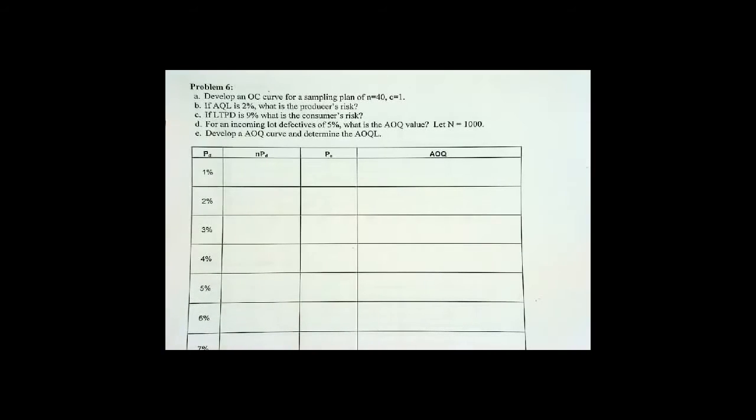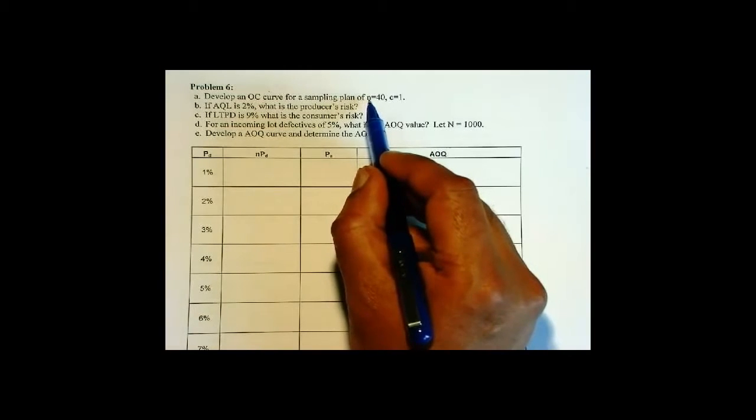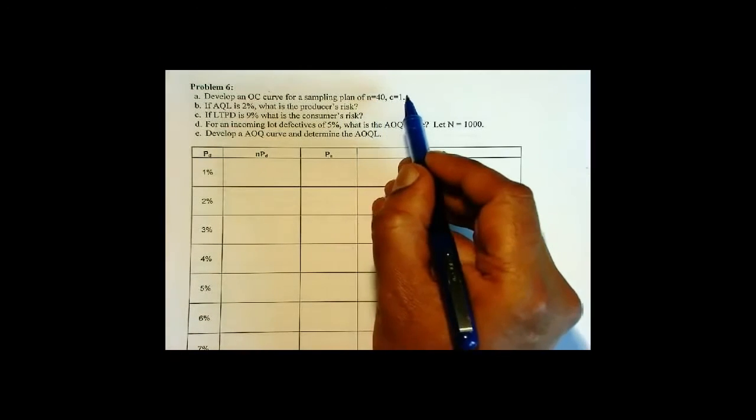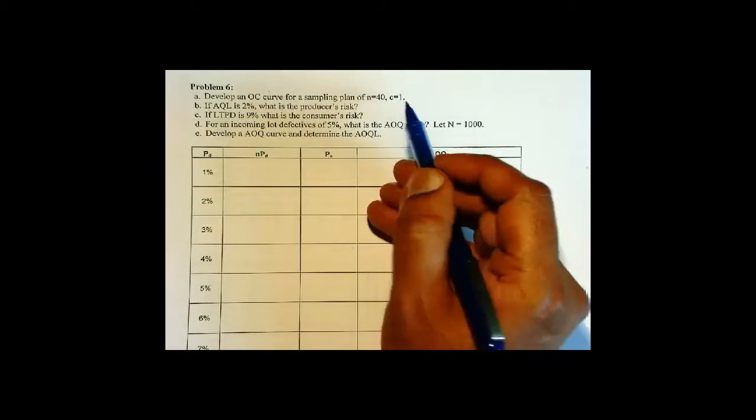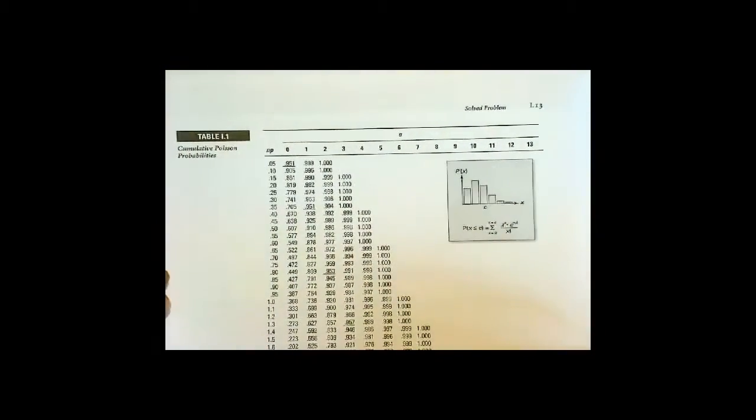Okay, we're going to develop an OC curve for a sampling plan of n equal to 40 and c equal to 1. Now we're going to use Poisson probability distribution to achieve this. Strictly speaking, this is a hypergeometric probability distribution, but we're going to use a Poisson approximation. And a Poisson distribution table is available in the Blackboard.